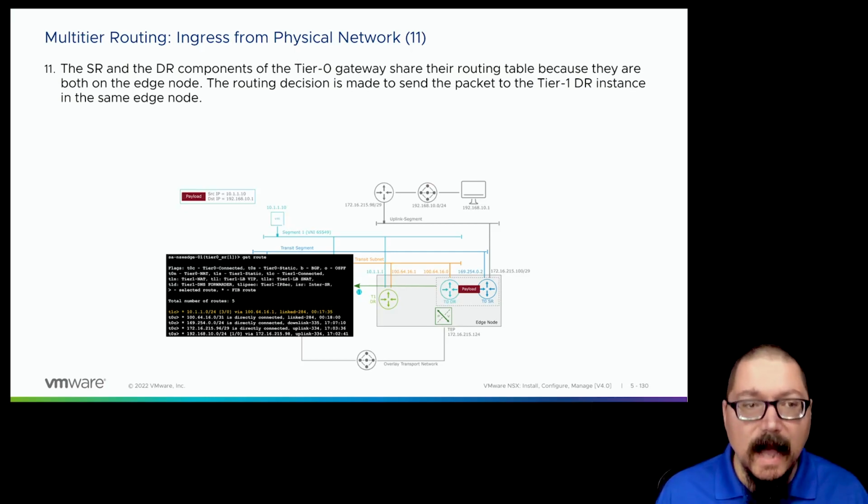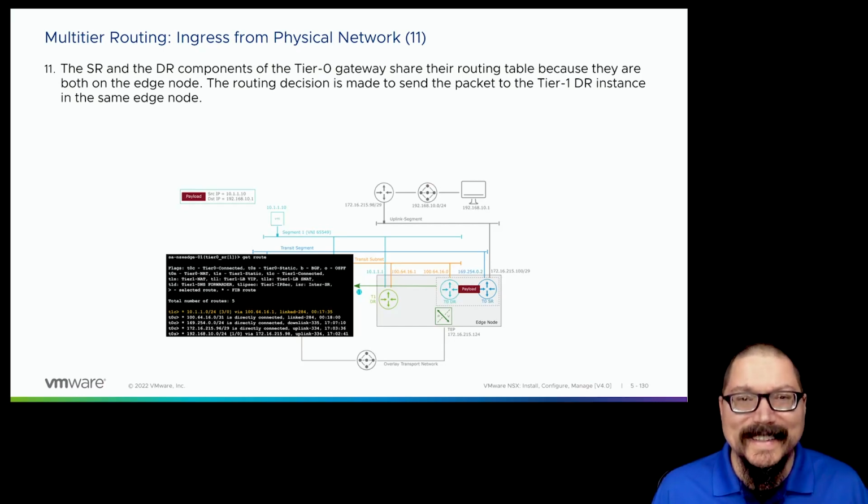And so we have our next hop of 100.64.0.1, I believe. Fine print, can't read it. So we've got that next hop determined. We know that we need to move the packet from the tier 0 service router, from the tier 0 gateway, to the tier 1 gateway.